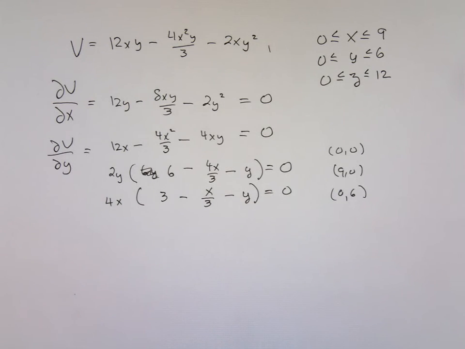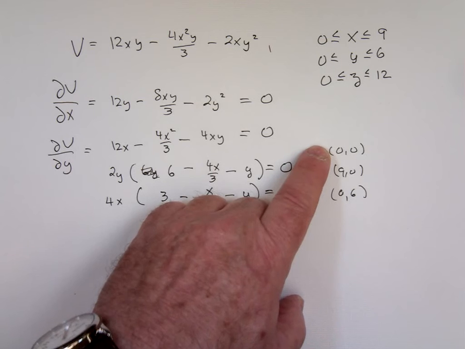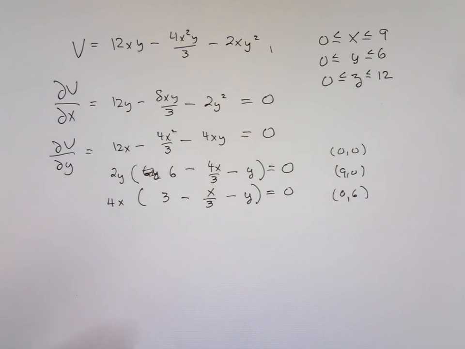Go ahead, Lee. So it has to make both of them 0? Yes. You have to make both equal to 0 to give you a critical value. Yes. They both have to be equal to 0. And I'm telling you that at 0, 0, 9, 0, and 0, 6, both these partials are equal to 0. These are all critical values, none of which give us a maximum volume, however.